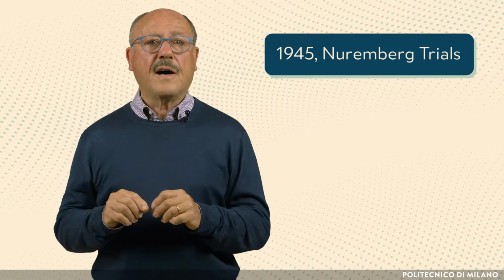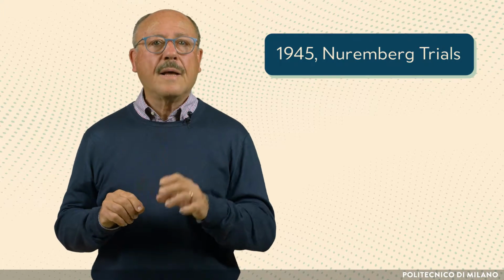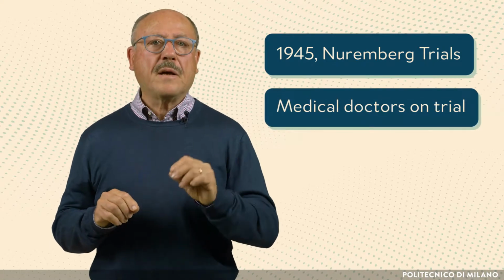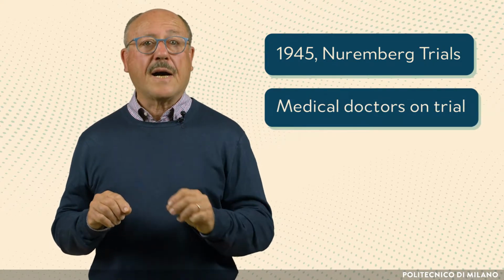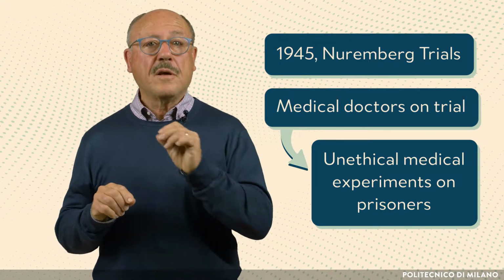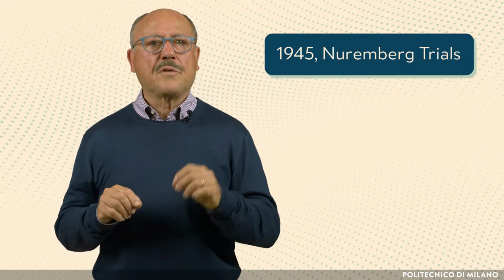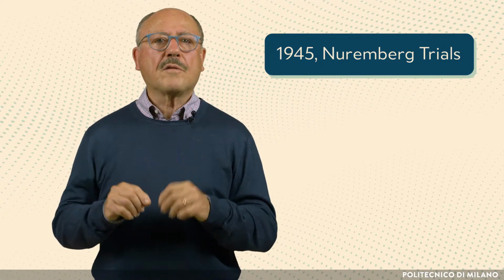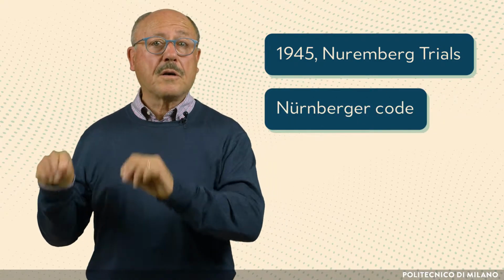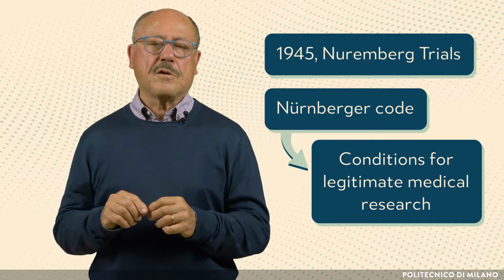In 1945, in Nuremberg, Germany, a series of trials were held against war criminals. In one of the trials, German medical doctors responsible for conducting inhuman, unethical medical experiments on prisoners in concentration camps were tried. One of the results of the discussions around the trial was the development of a 10-point document known as the Nuremberg Code, which states the conditions for legitimate medical research.